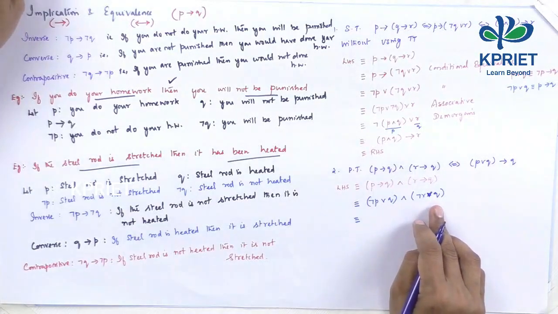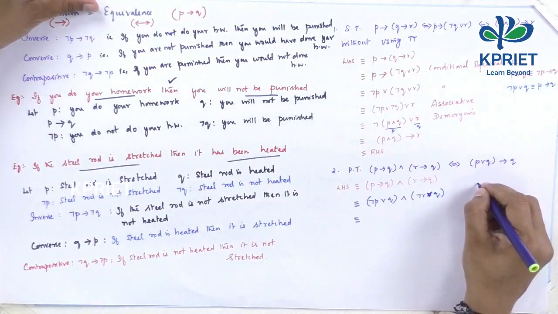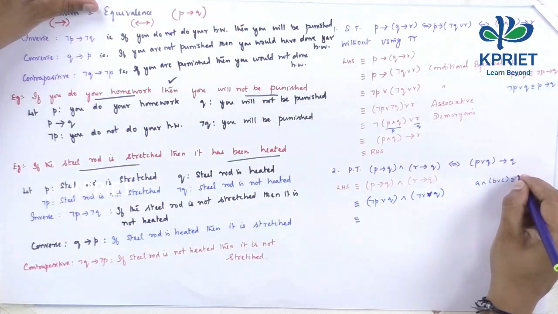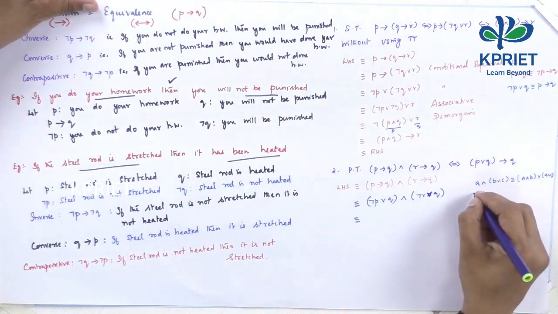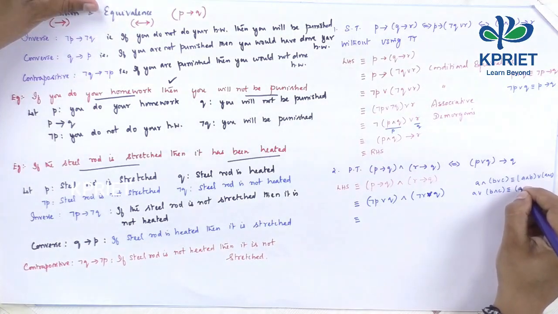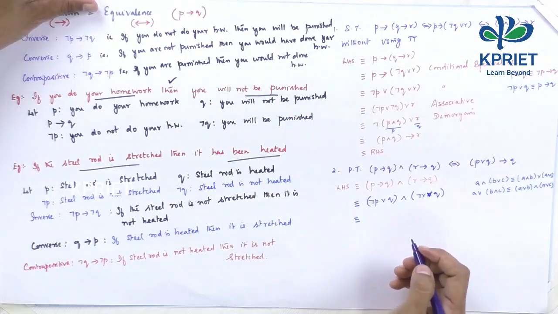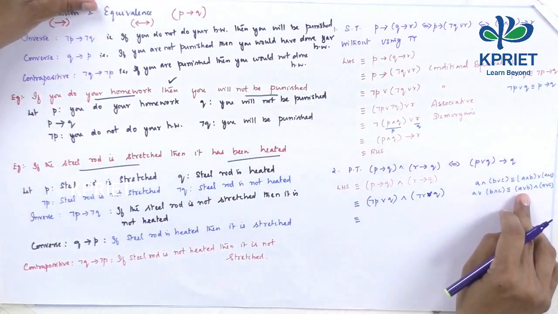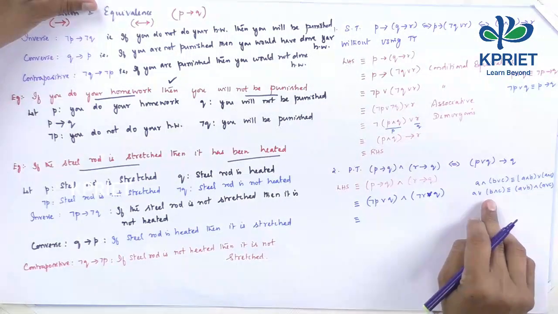Can I apply the distributive property? What is the distributive property we have? A and B or C is equivalent to A and B or A and C. The other one: if I have A or B and C, then this is equivalent to A or B and A or C. So this way we can write it. Now I have A or B and A or C, that is this. If that is so, now this is equivalent to writing the term as A or B and C.